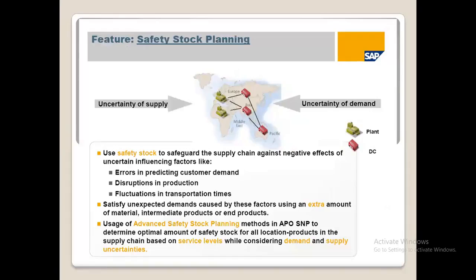Safety stock planning. Usually, safety stock is used to safeguard the supply chain against negative effects of uncertain influence factors like errors in predicting customer demand, disruption in production, and fluctuations in transportation times. That is what we discussed at this point. The next is to satisfy unexpected demands caused by these factors using an extra amount of material, intermediate products or end products. Okay. APS-SNP uses advanced safety stock planning methods to determine the optimal amount of safety stock for all location products in the supply chain based on service levels, considering demand, supply, and uncertainty.